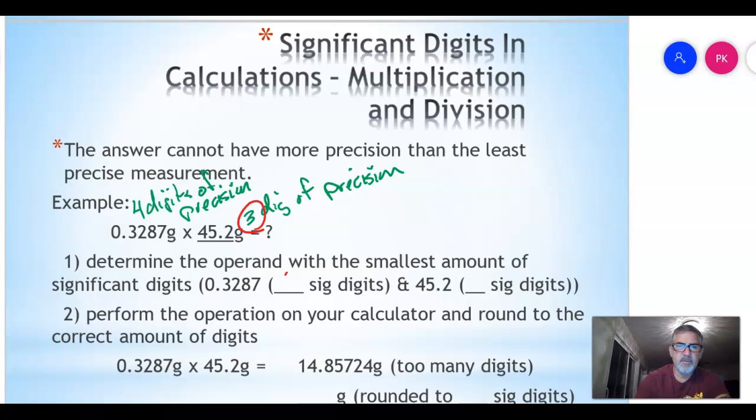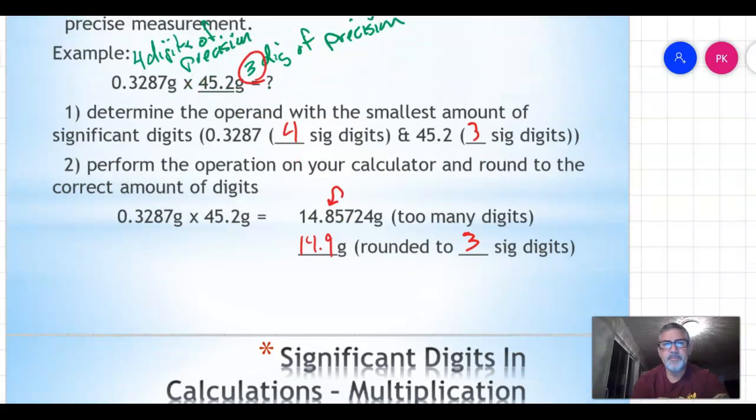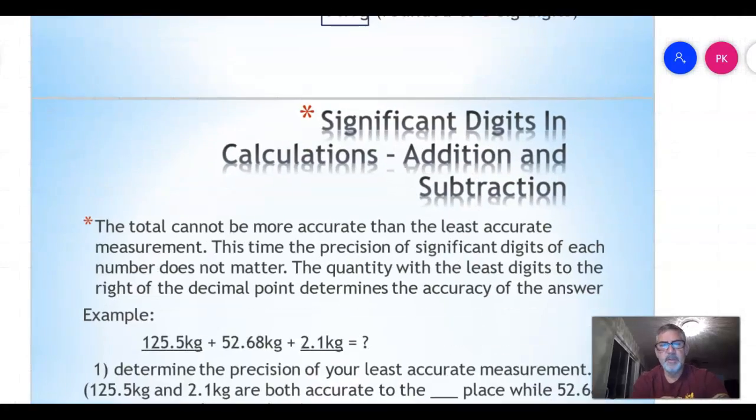All right, so again, this has 4 digits, this has 3 digits. So for this, I have to round my answer to 3 digits. So remember, my 5 rounds up, so I get 14.9 grams rounded to 3 digits. All right? And I think I just showed you that here, and then we're good.